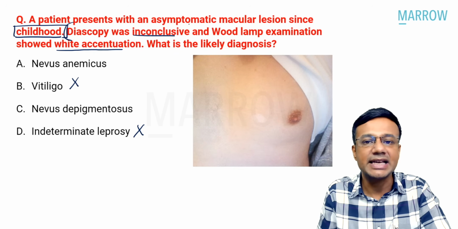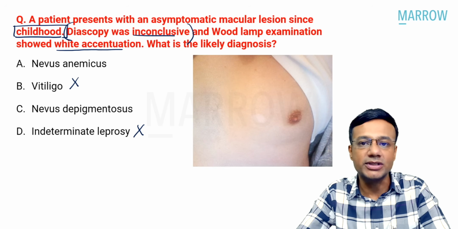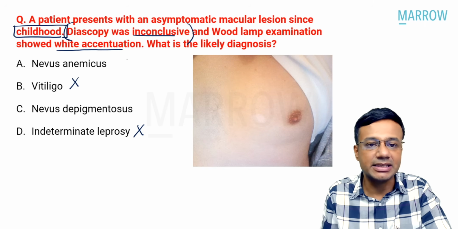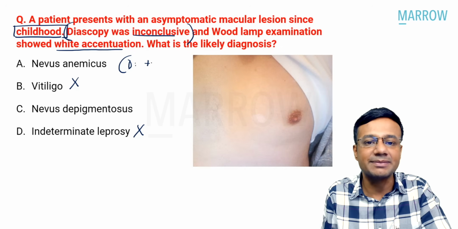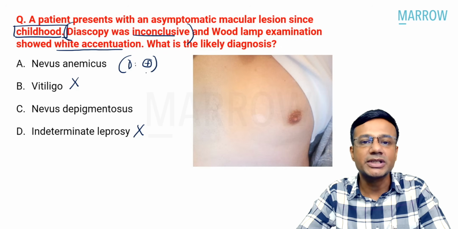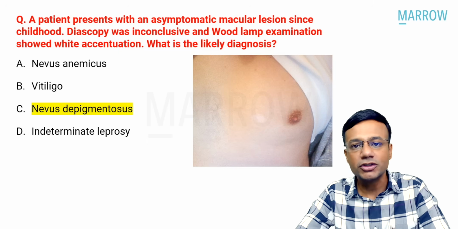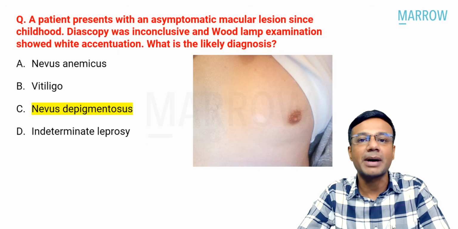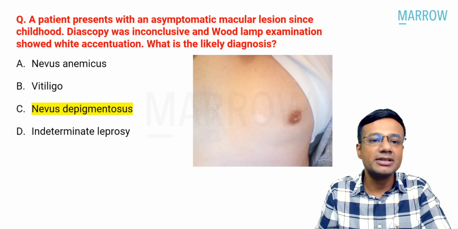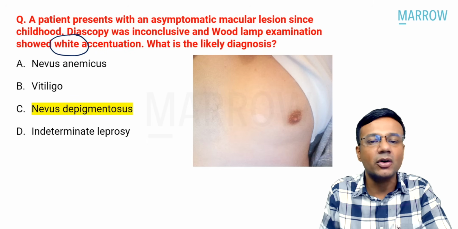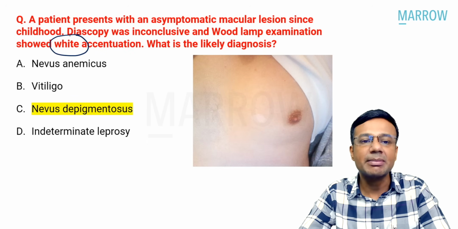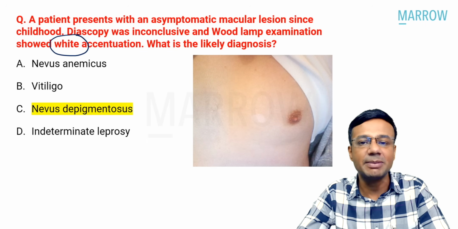The question says diascopy was inconclusive. In nevus anemicus, diascopy is positive. The correct answer for this question is option number C, nevus depigmentosus. Now, most of the students got this question wrong. They marked it as vitiligo simply because they saw this white color on Wood's lamp. Now, please remember, white accentuation can also be seen with nevus depigmentosus.